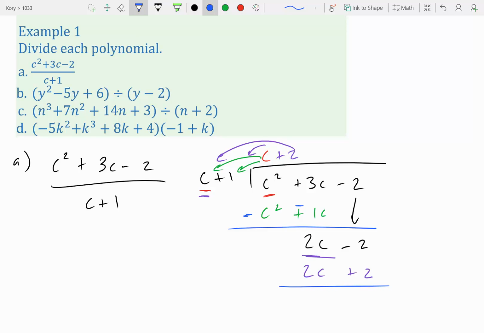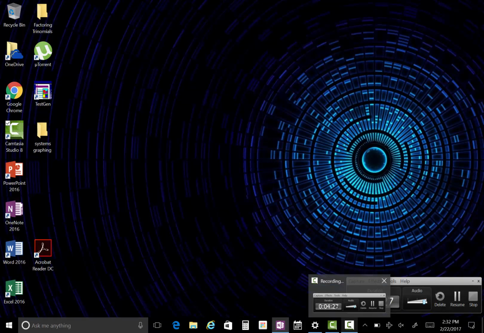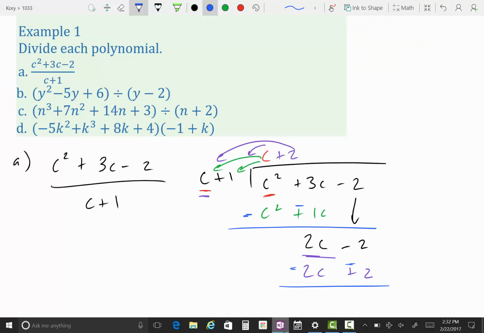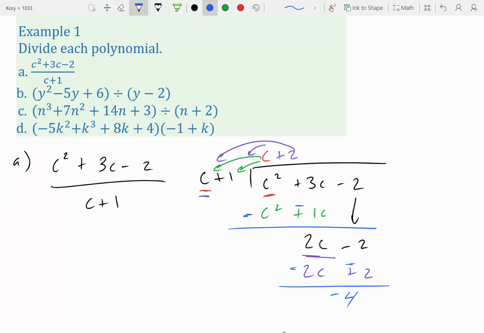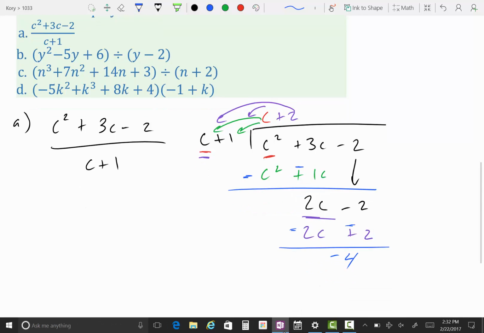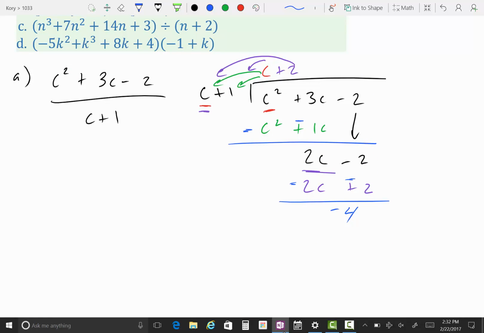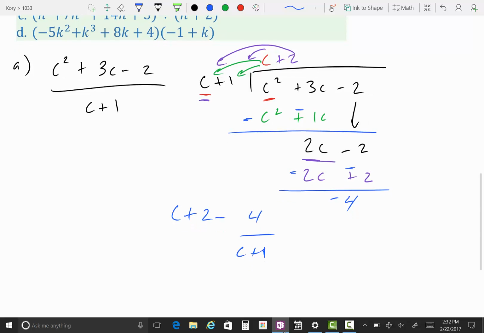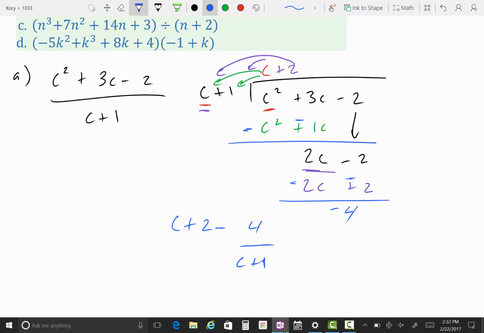So now we need to switch the signs. Positive becomes negative, and those cancel out. So now we're left with just negative 4. Now, can c ever be negative 4? No, it can't. So therefore, that's it. We can't do anything more. So we have c plus 2 minus 4 over c plus 1. That's the remainder. Maybe you remember that from when you were in middle school doing long division, that the remainder goes over what's on the outside.